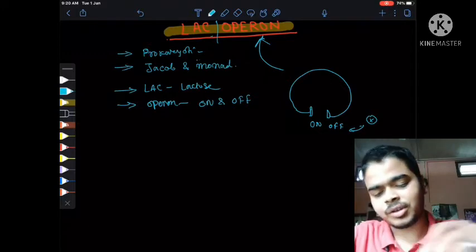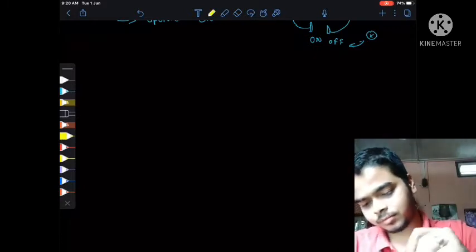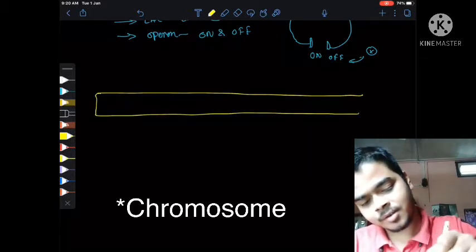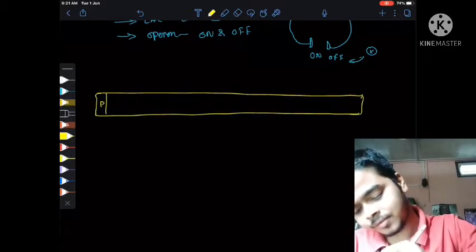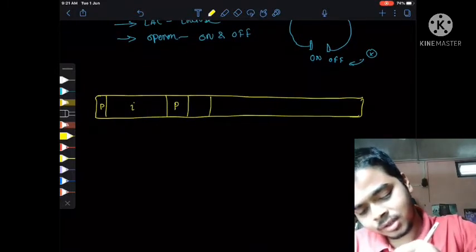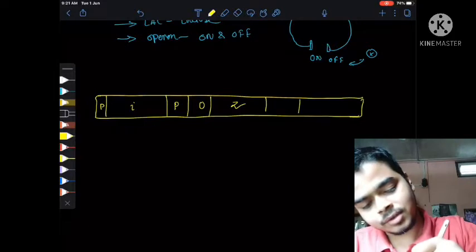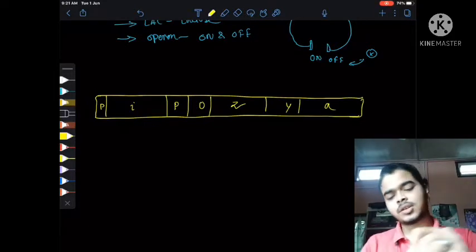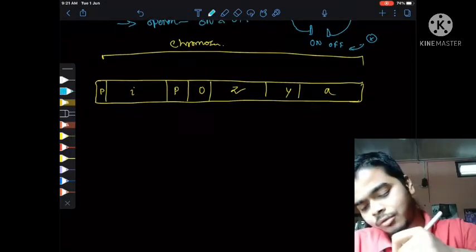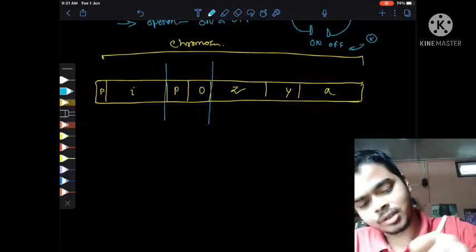Okay, now here lac operon means lactose operon. See what is lac operon. This is a gene, right? Here this is the I gene, this is the P gene, this is the O gene, then this is Z, this is Y, and this is the A gene. For example, this is a chromosome, right? This is nothing but a chromosome. Now we can divide it into three parts: this one part, and this whole total part.